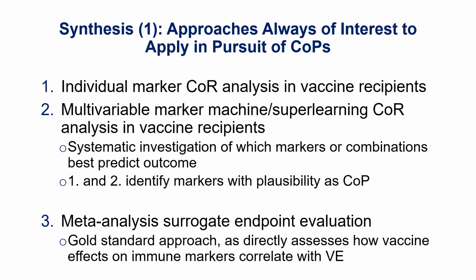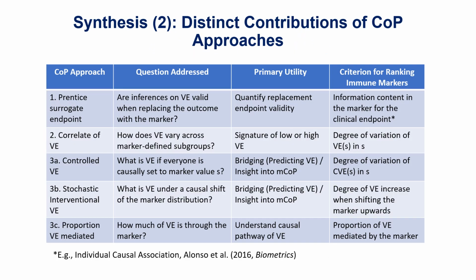I think a meta-analysis is a gold standard approach because we can directly empirically assess how vaccine effects on immune markers correlate with VE. And also meta-analysis is about generalizability and extrapolations, which is kind of at the heart of what we're trying to do in bridging, with accelerated approval, et cetera. We're not going to have direct clinical endpoint vaccine efficacy in the settings we're trying to bridge to, kind of by definition.